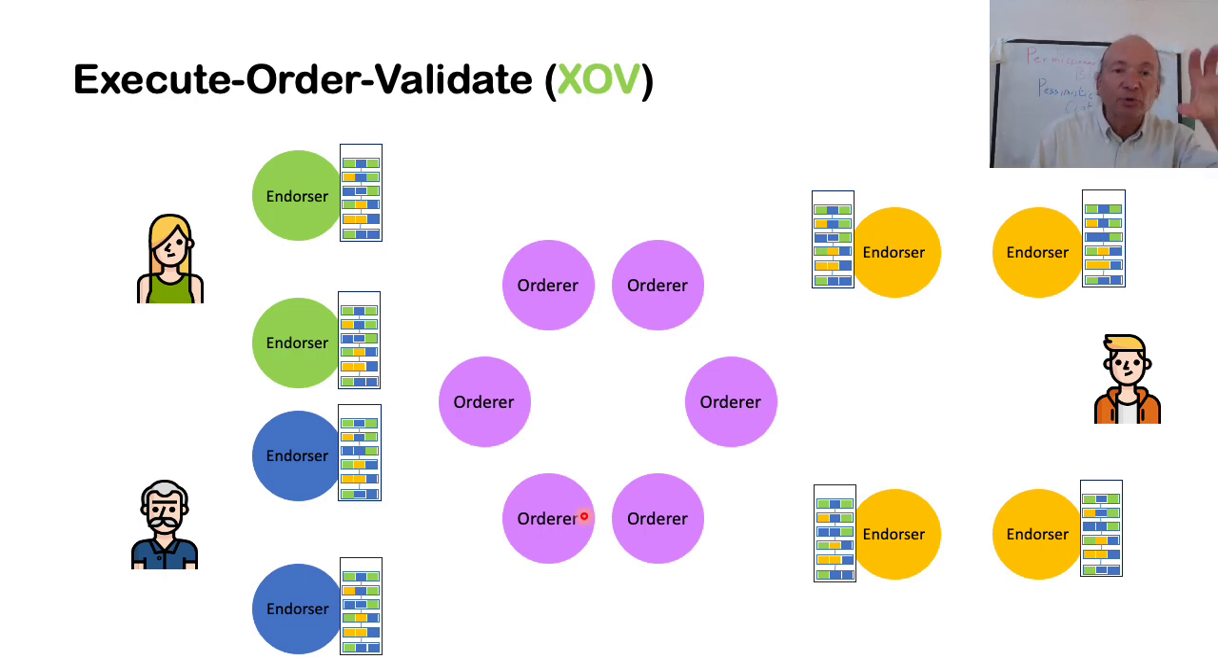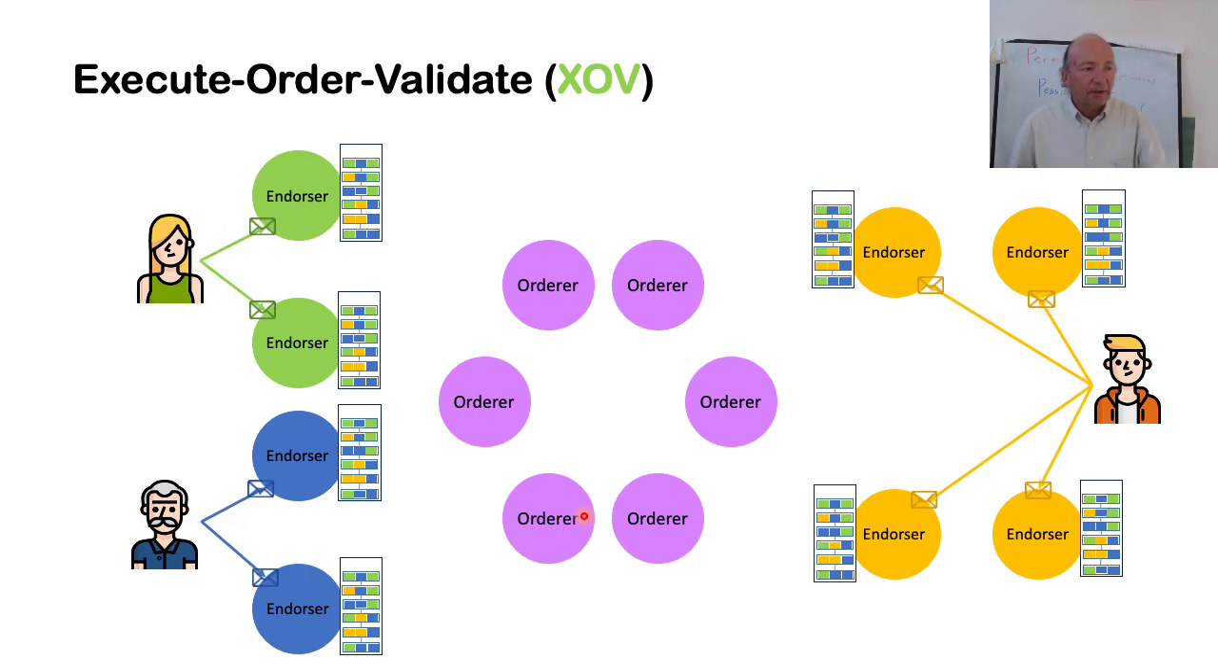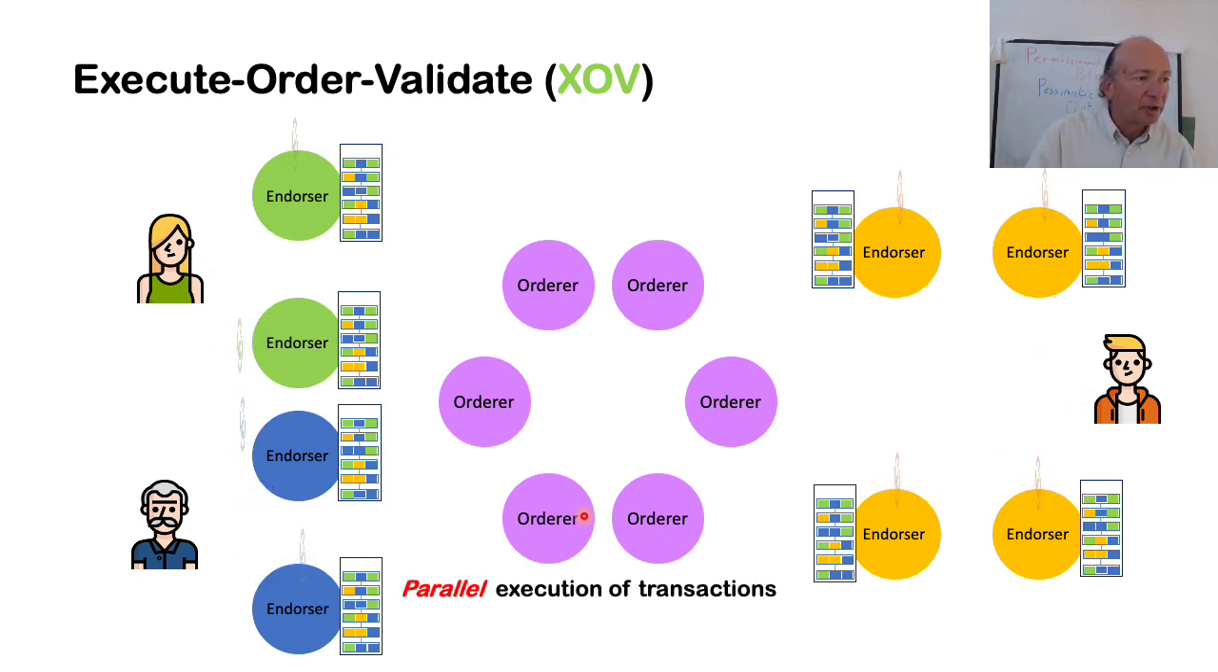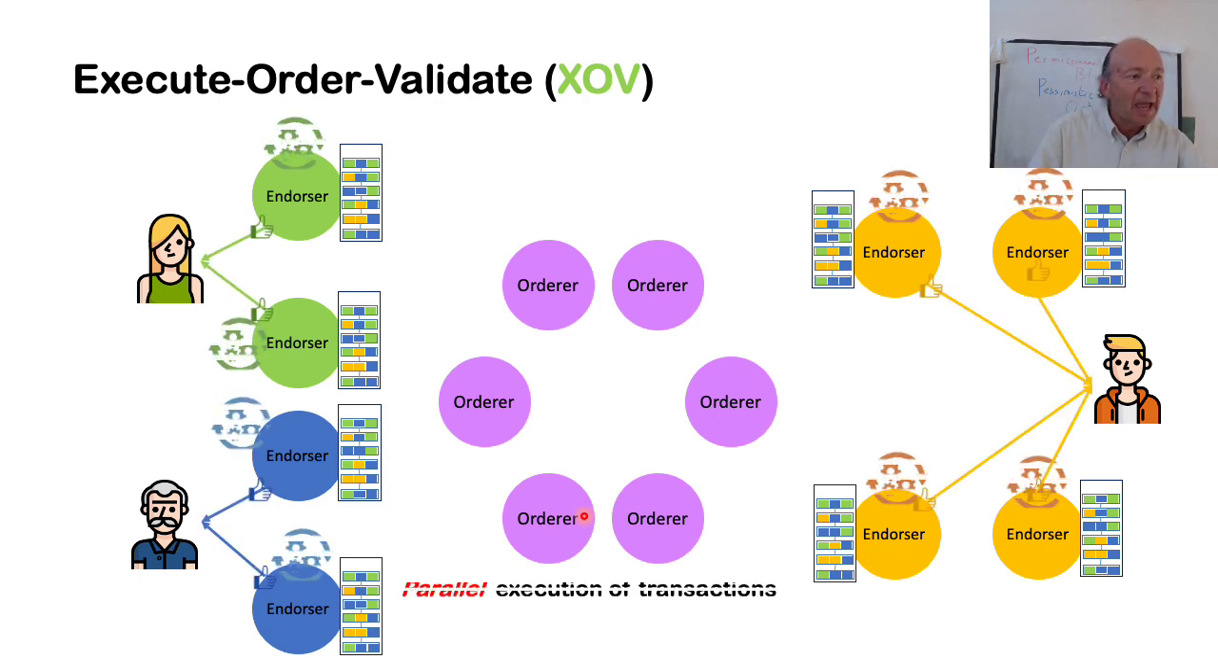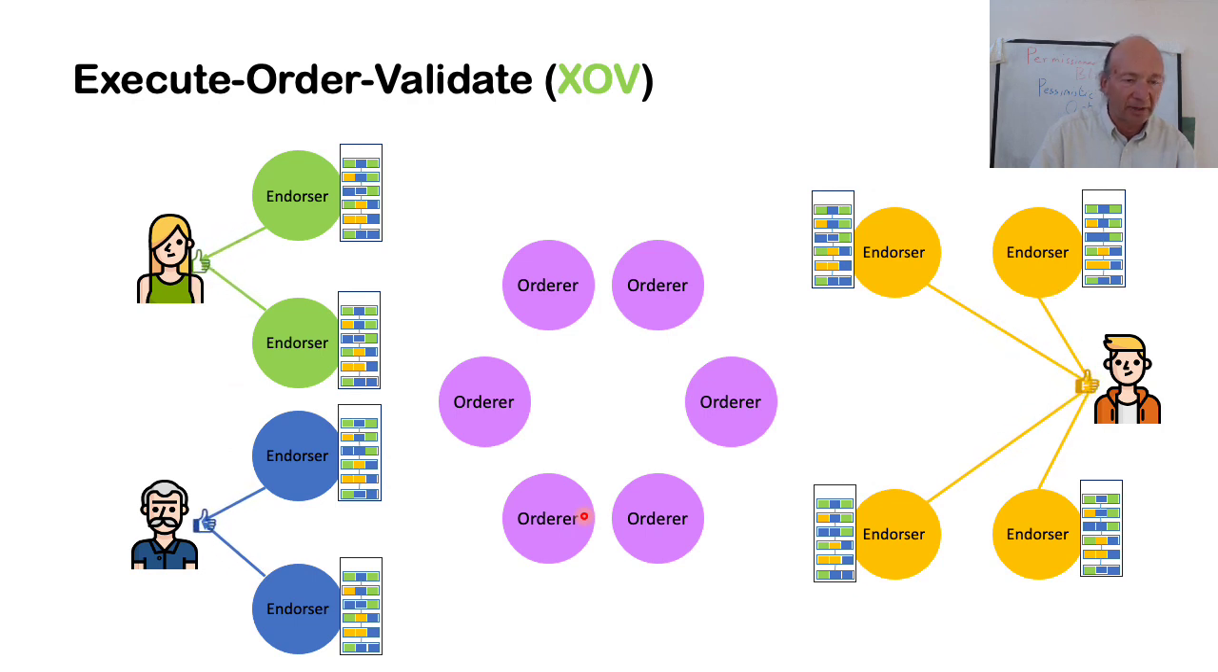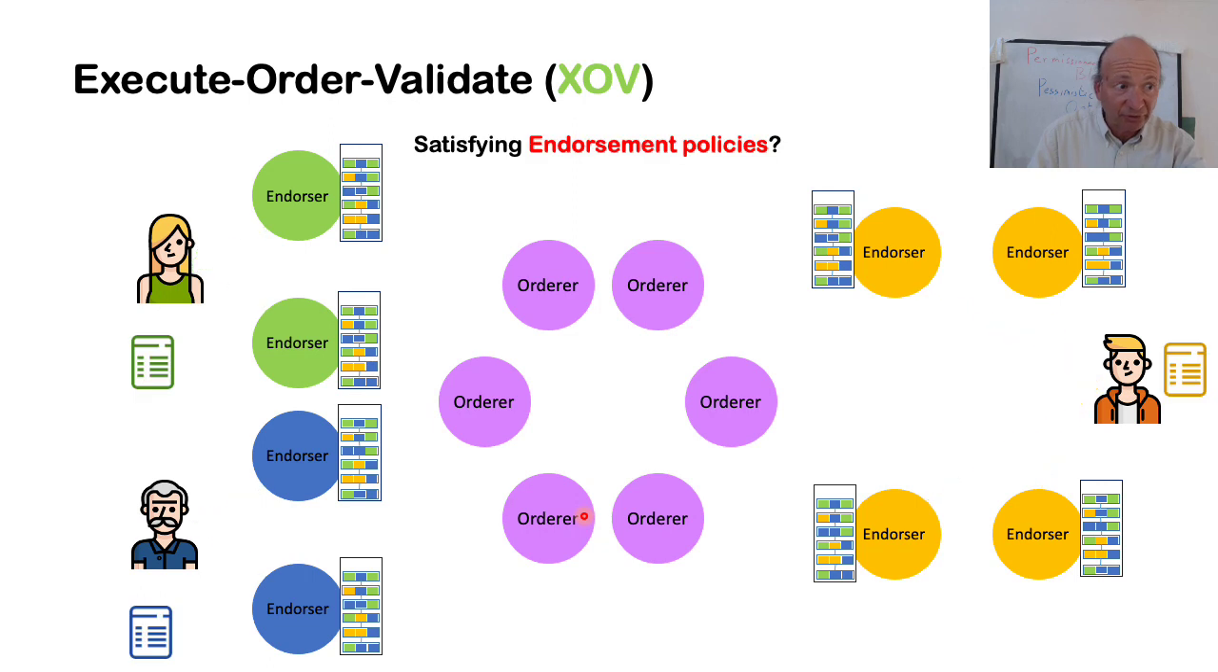All the orderers are doing is to establish the order in which the blocks should be maintained and the transactions should be executed. The endorsers are the ones who are going to execute the transactions. So if we have various requests coming, a client sends it to the endorsers, who execute it and return the result of the execution. Notice the execution is happening first.